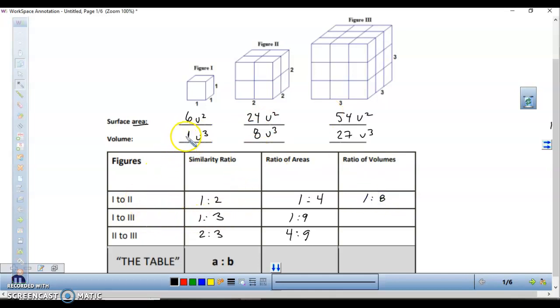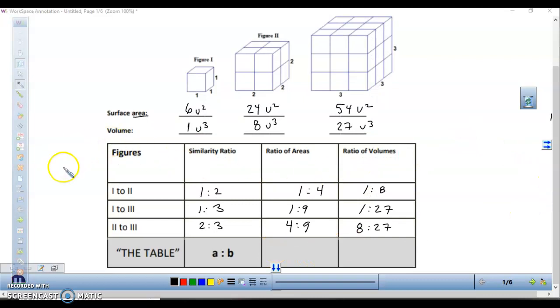From figure 1 to 3, the ratio is 1 to 27. It gives me, can't simplify, 1 to 27. And then finally, from figure 2 to figure 3, the ratio of the volumes is 8 to 27. Again, that cannot be simplified, so we're going to leave it like so. And here's what we notice.